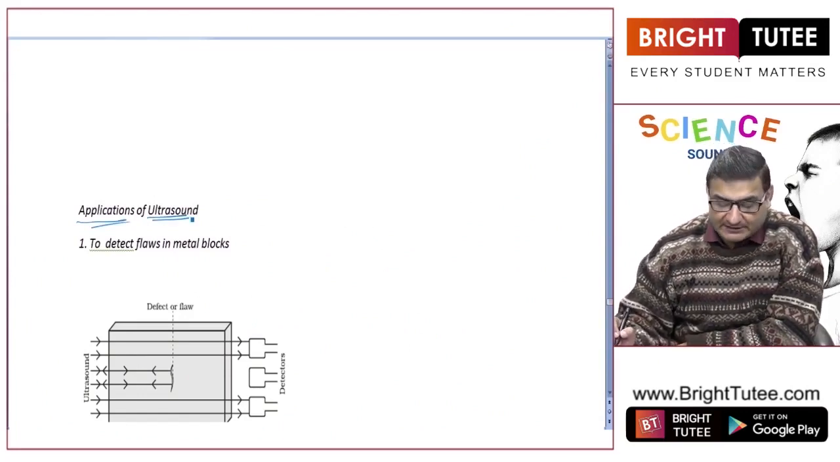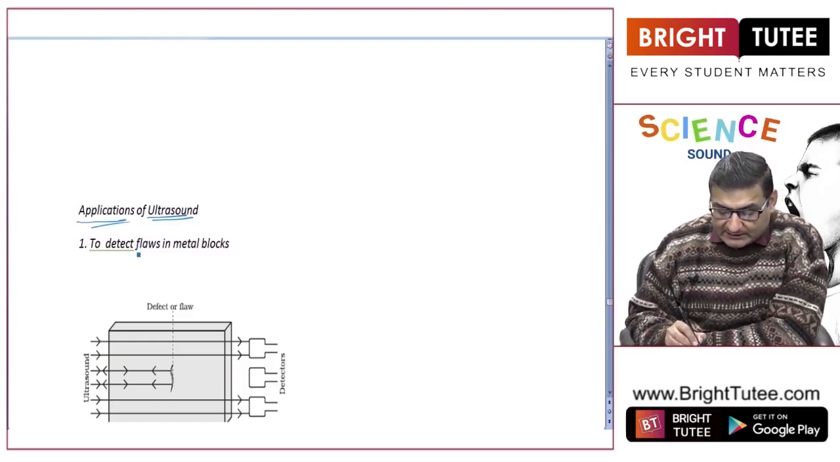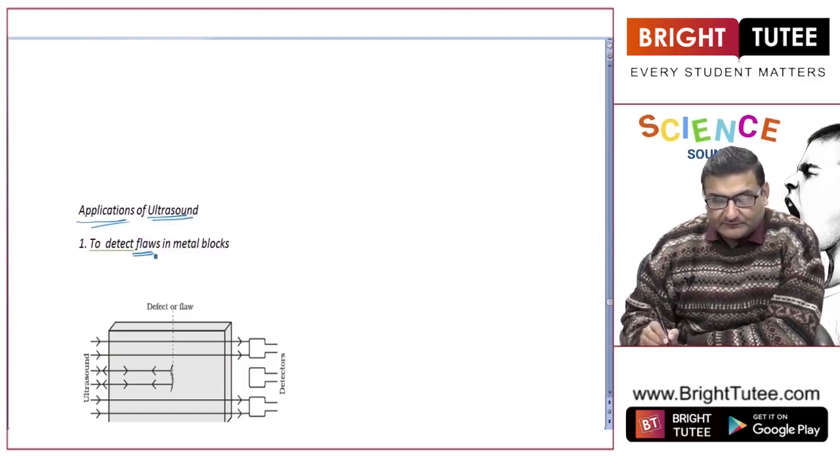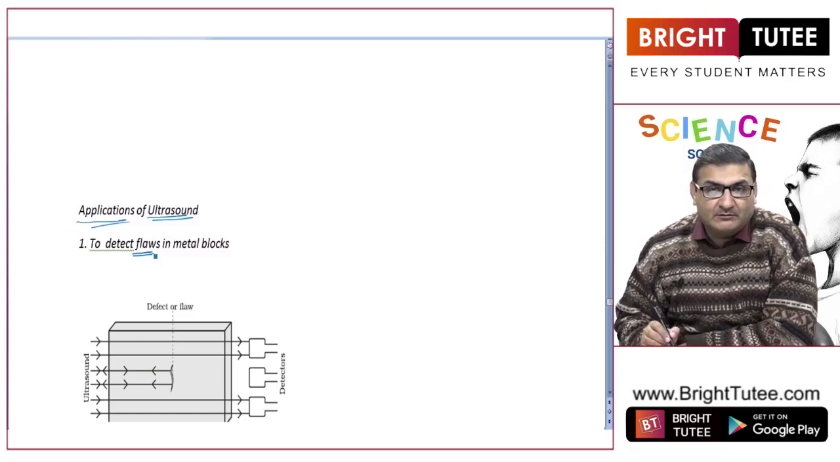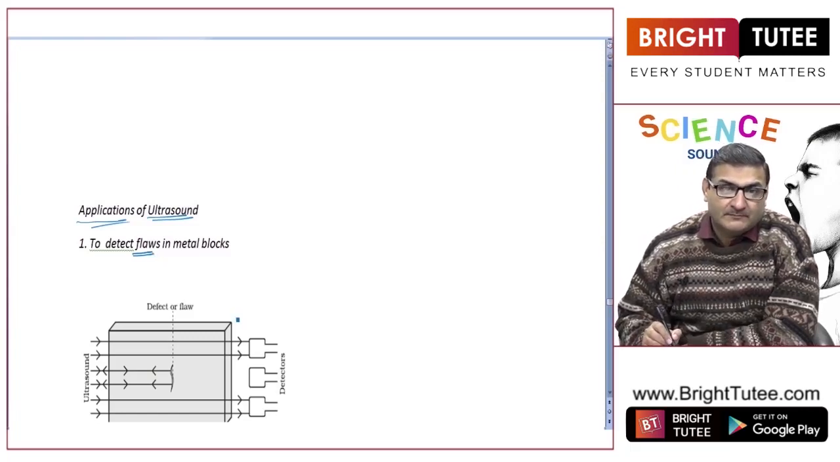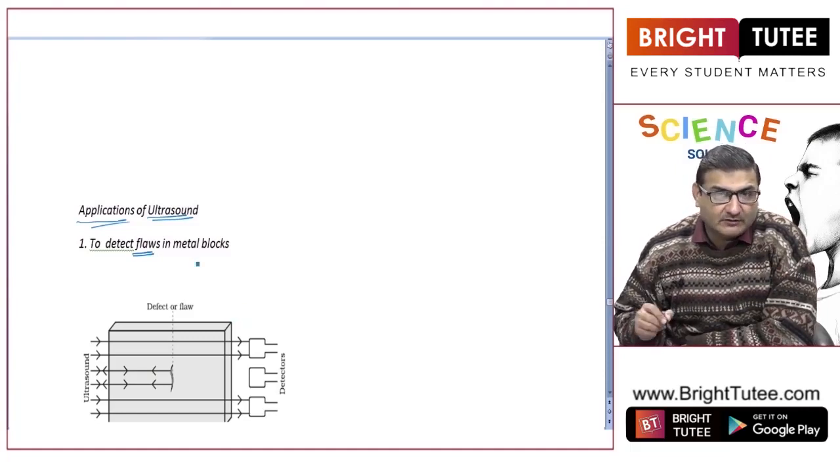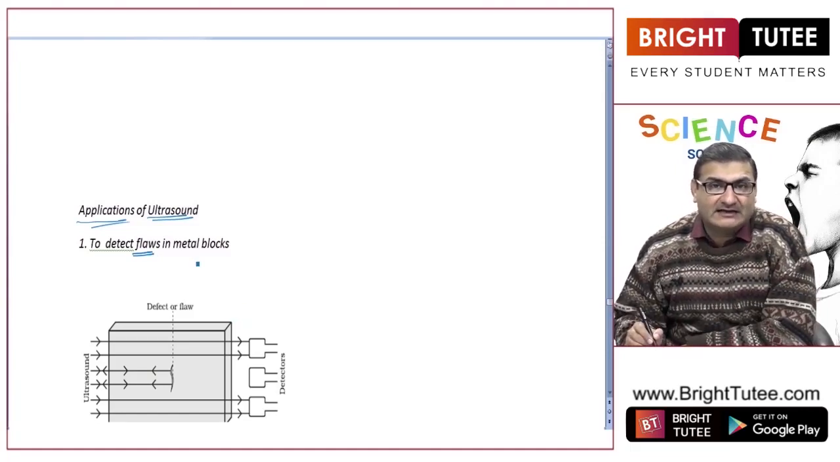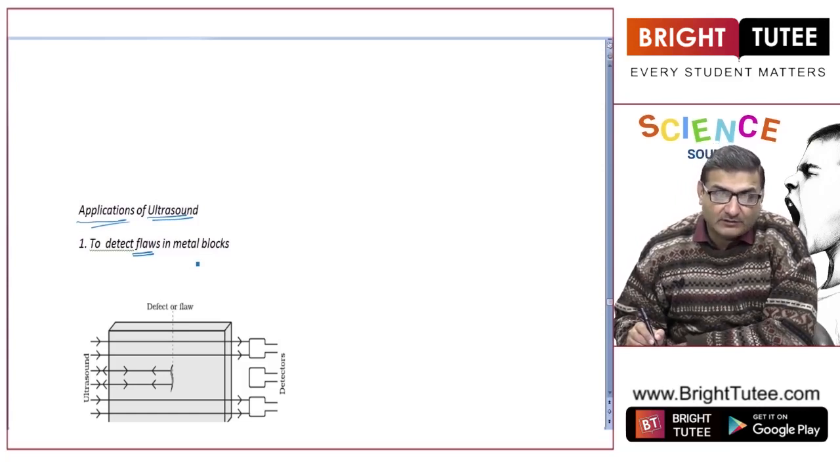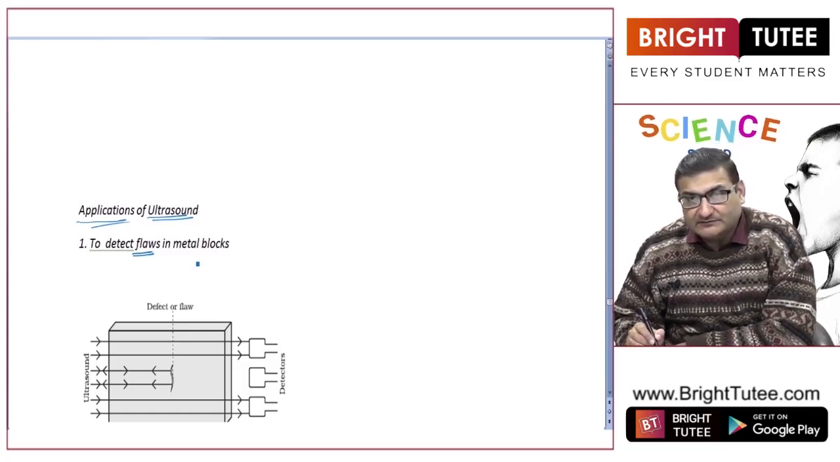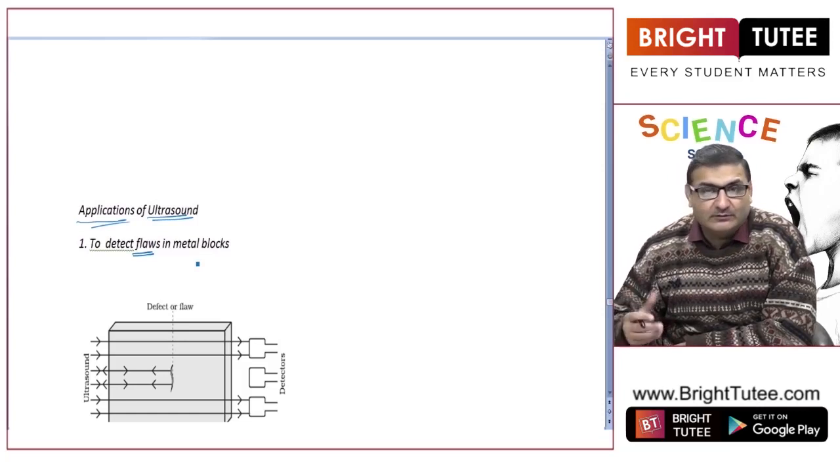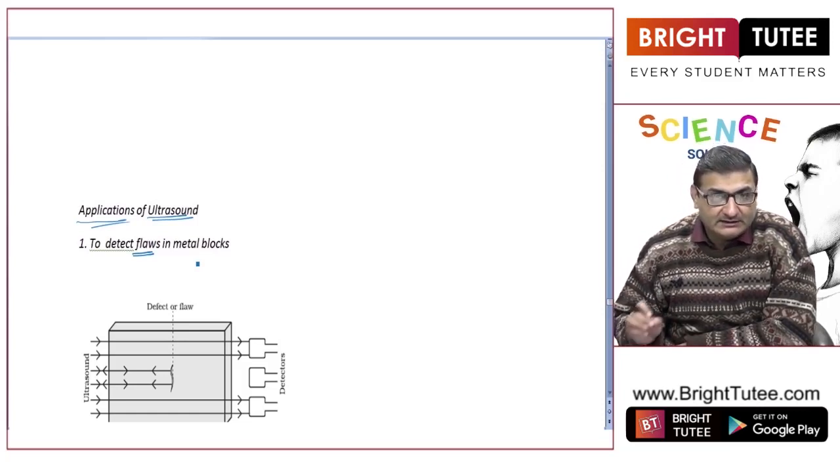The first application is that it is used to detect the flaws in metal blocks, the solid metal blocks. When we talk about metal blocks which are solid from inside, right? Now if there is any type of crack or flaw in that solid metal, you cannot find it physically by looking at it. So there these ultrasound waves come to our help.